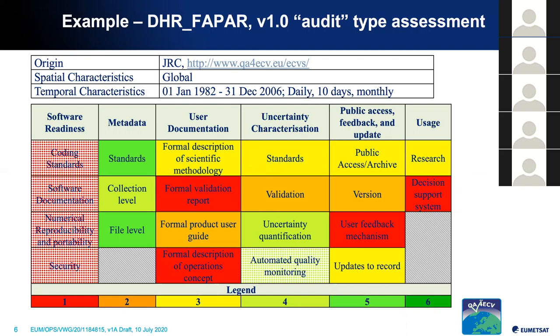The audit type assessment has actually changed the picture a bit more. What you see as an end result here is that they have done pretty good science, which is more the uncertainty characterization. They have done pretty good metadata, but they lack user documentation. So the good hint for this team is that they need to work on the formal aspects of the user documentation. Software readiness is something that's very hard to assess in an audit type unless you really do a review of how they actually did their software. At least you need to do an interview with those data providers, which is of course pretty costly. Next slide.